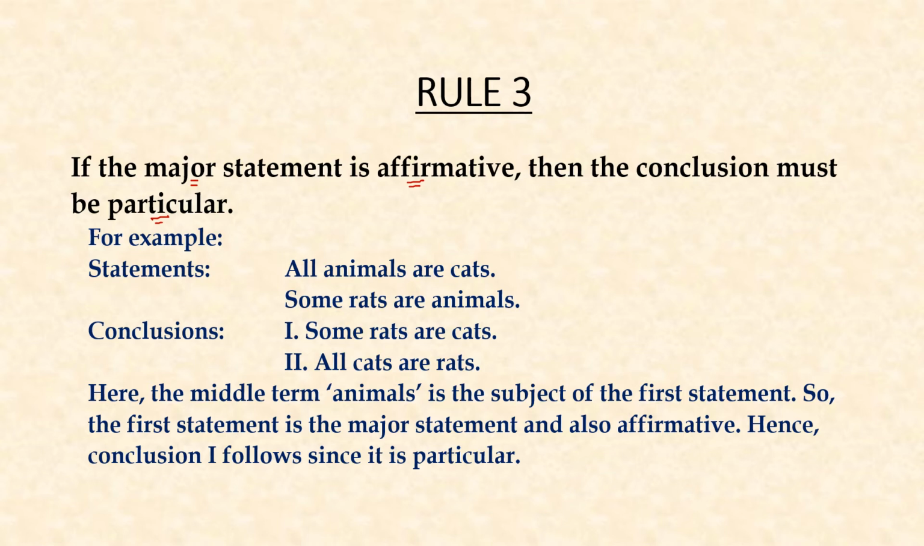Okay, so the statement says all animals are cats and some rats are animals. So out of these, if we check, the middle term is animals here as well as here. Now the first statement, the middle term is the subject, so it is the major statement, whereas in the second statement the middle term is the predicate, so it is going to be the minor statement. So the major statement here is this one.